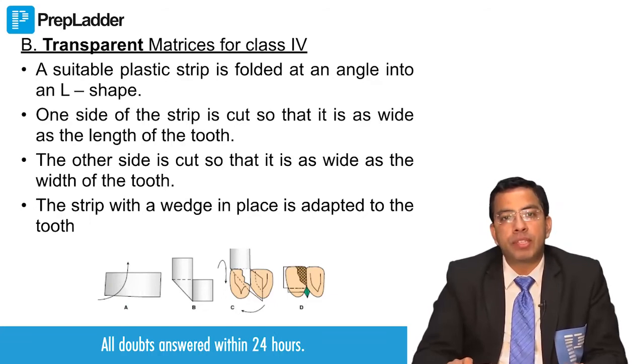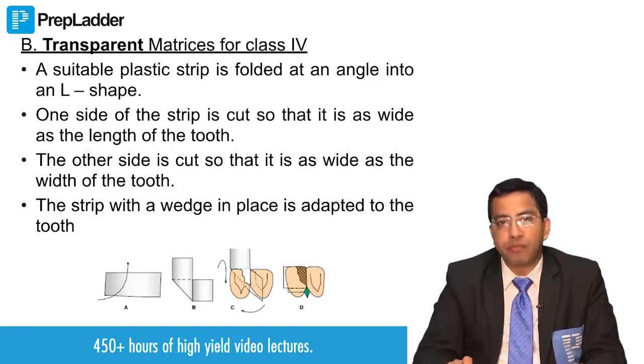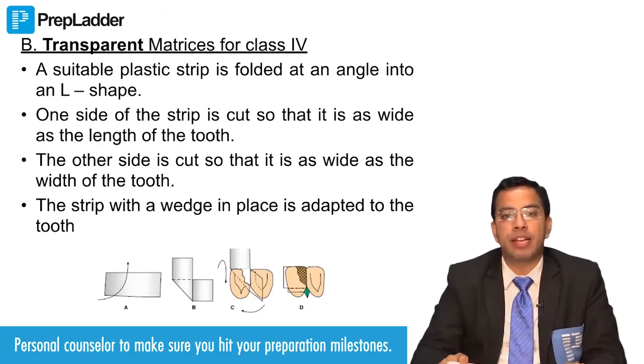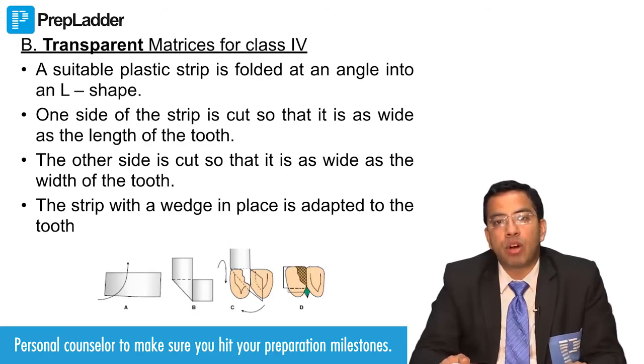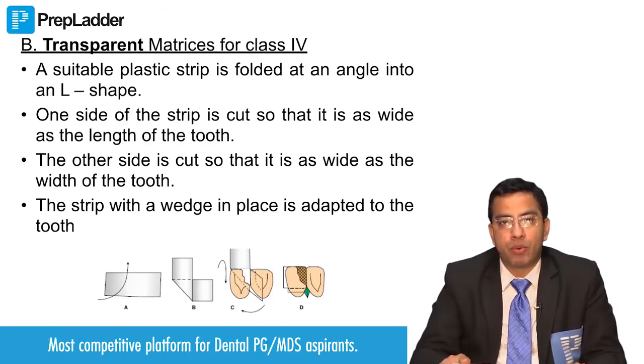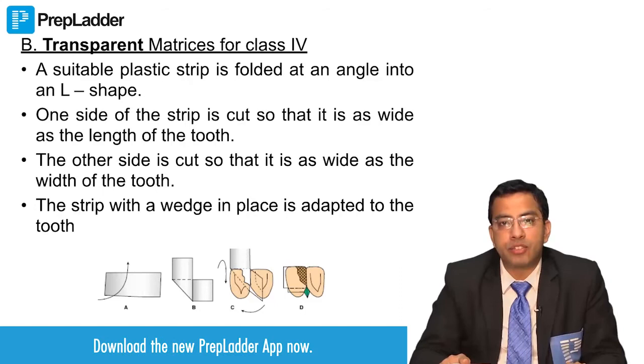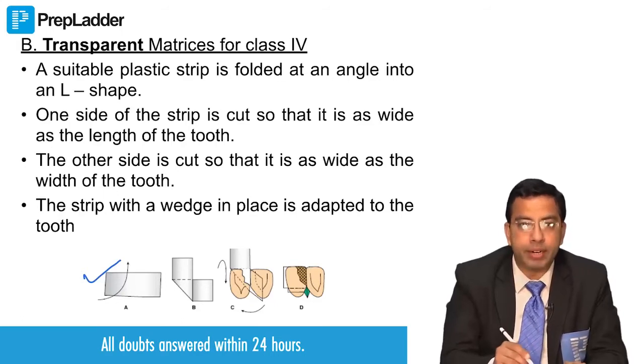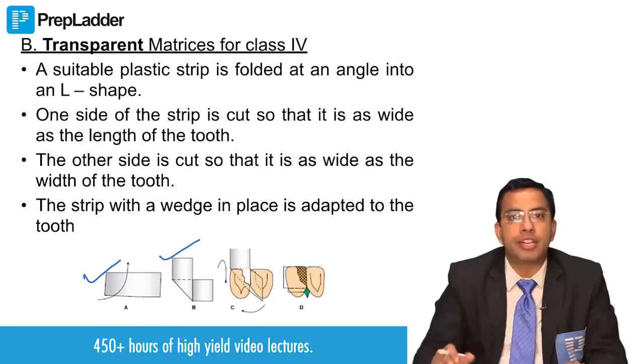So, now we talk about the transparent matrices for class 4 preparation, that is the proximal surface of the anterior teeth involving the incisal edge or the incisal angle. It is also called angle buildup. So, what you do is you take a suitable plastic strip and fold it to an angle to form an L shape. So, this is your transparent strip, and when you fold it, you make an L shape.